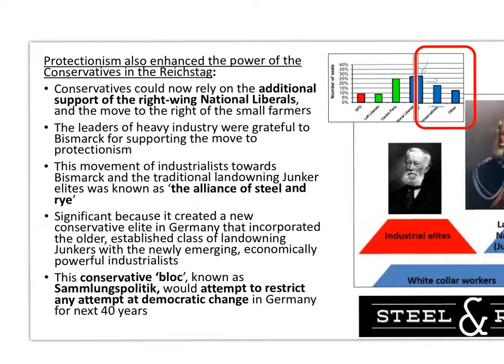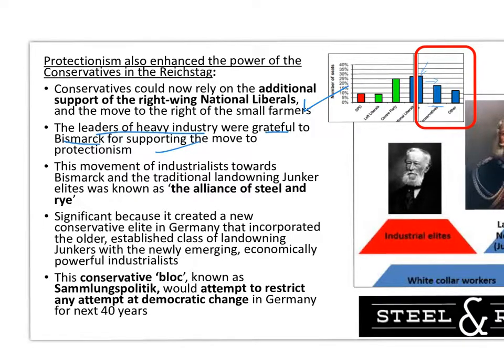And the reason this has come together is because they want to protect their businesses, okay? So whether this be big industry in the cities or big farms in the countryside. So the German Conservative Party can now rely on the support of the right-wing National Liberals in the Reichstag. The leaders of heavy industry, big industry, are grateful to Bismarck for moving to protectionism.